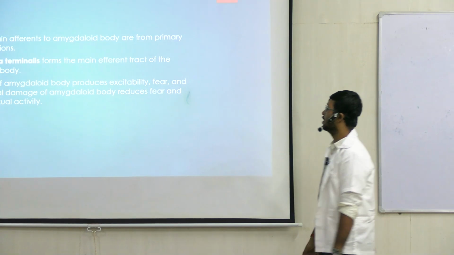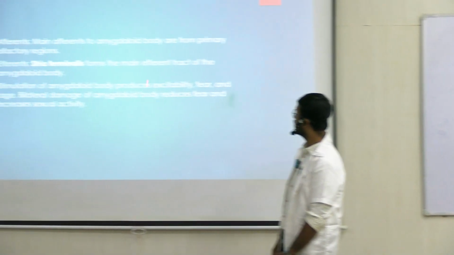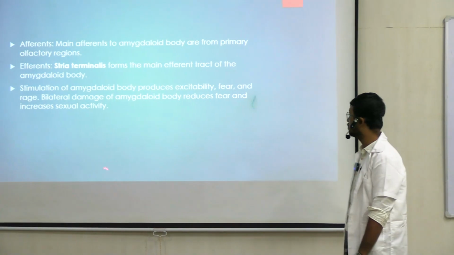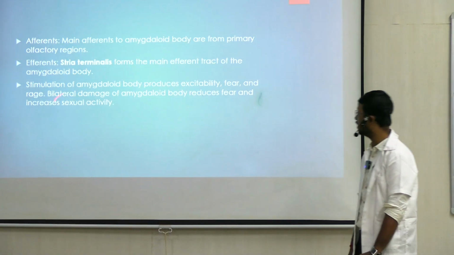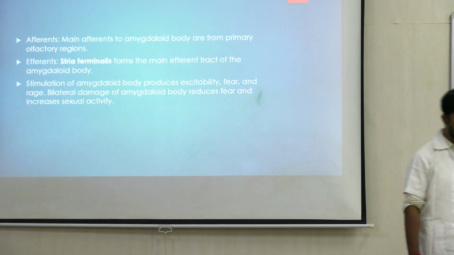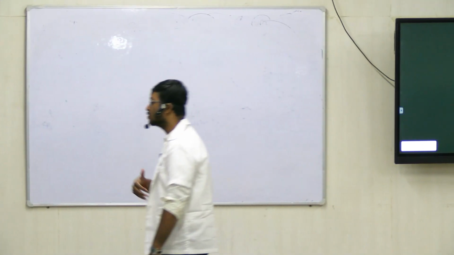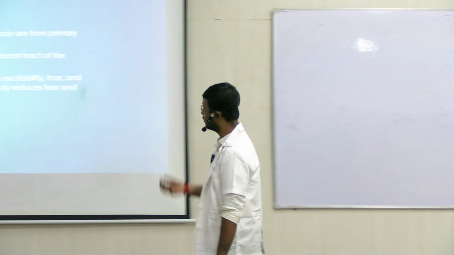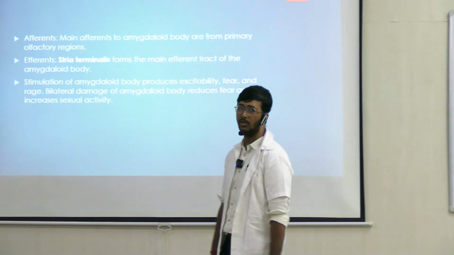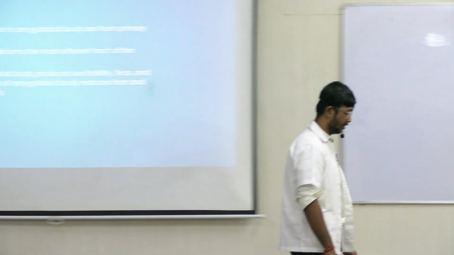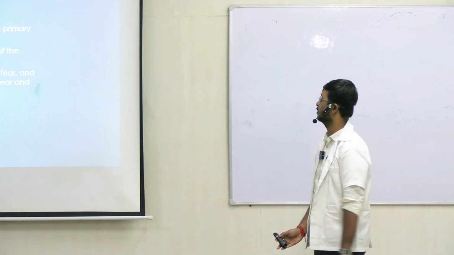stria terminalis. Stimulation of your amygdaloid body produces excitability, fear and rage. Bilateral damage of your amygdaloid body reduces fear and increases sexual activity. So this amygdala also controls your fear, sense of rage. So if this gets affected, there will be hypersexuality, as well as the fear will be gone, and it will be a very disturbing situation.